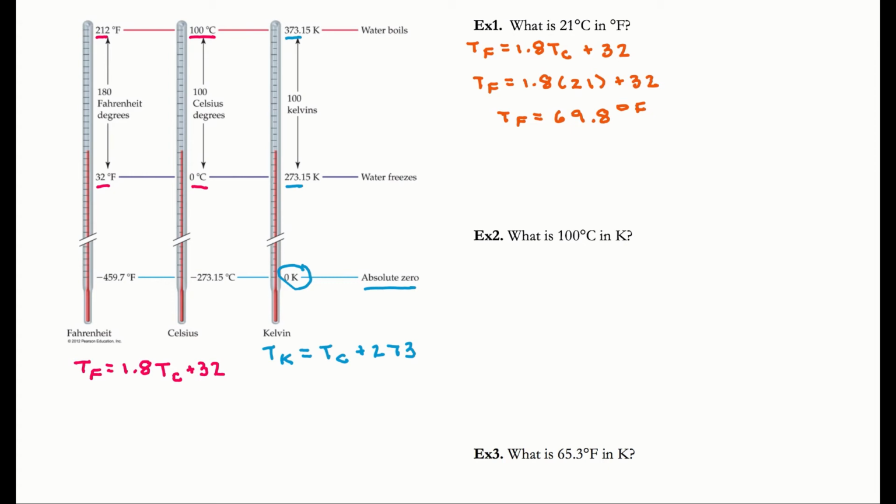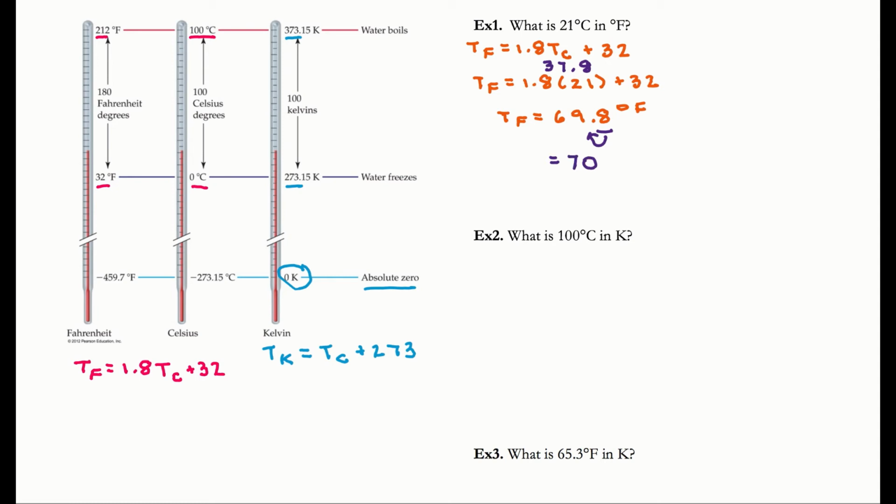So for this problem, 1.8 times 21 is 37.8. I'll write it right above here for you to see. 37.8 has 1 decimal place. 32 has no decimal places, which means I want my final answer to have no decimal places. So I'm going to get rid of this 8, and that's actually going to round the 9 up, and you're going to have 70.